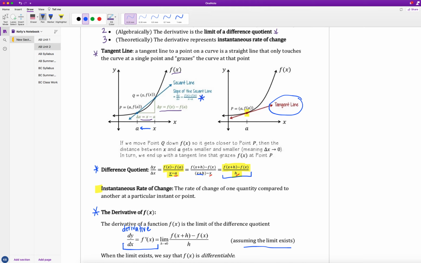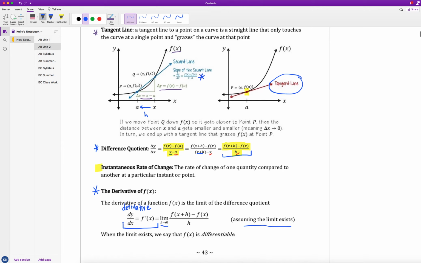Now in this limit, it's important to notice what our h value is approaching. The reason h is approaching 0 is that h is this distance in between our 2 points. And as we move from our secant to our tangent line, that distance was getting smaller and smaller and was approaching 0, which is why in the limit we have that h approaches 0. When this limit exists, we say that f of x is a differentiable function, meaning that the derivative exists.